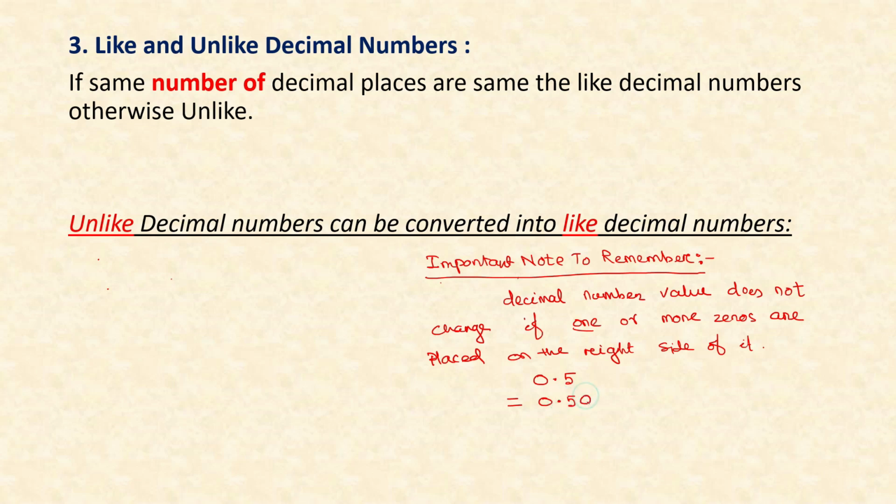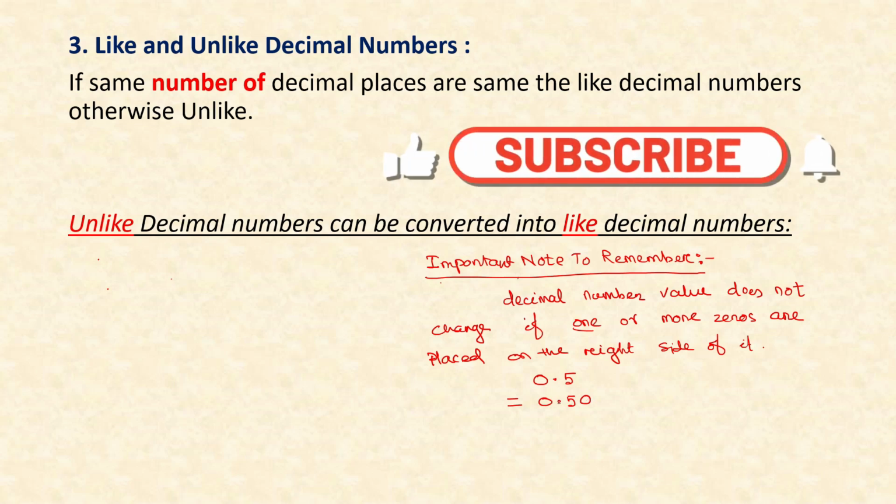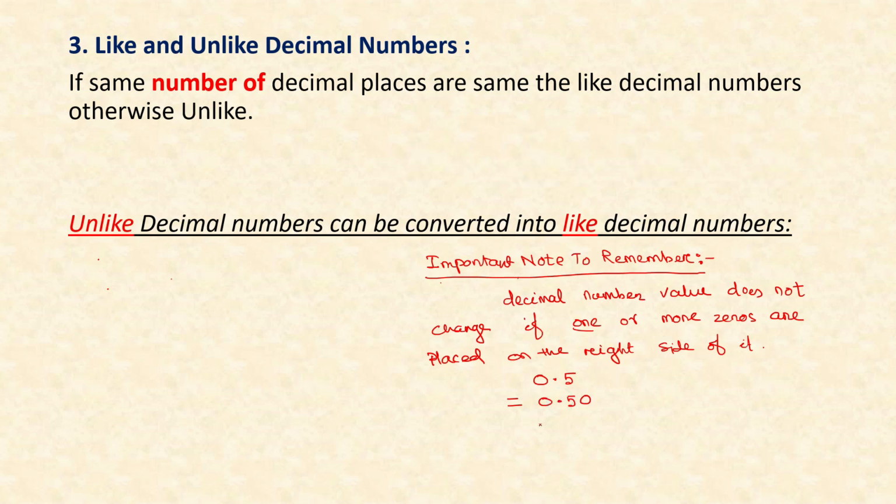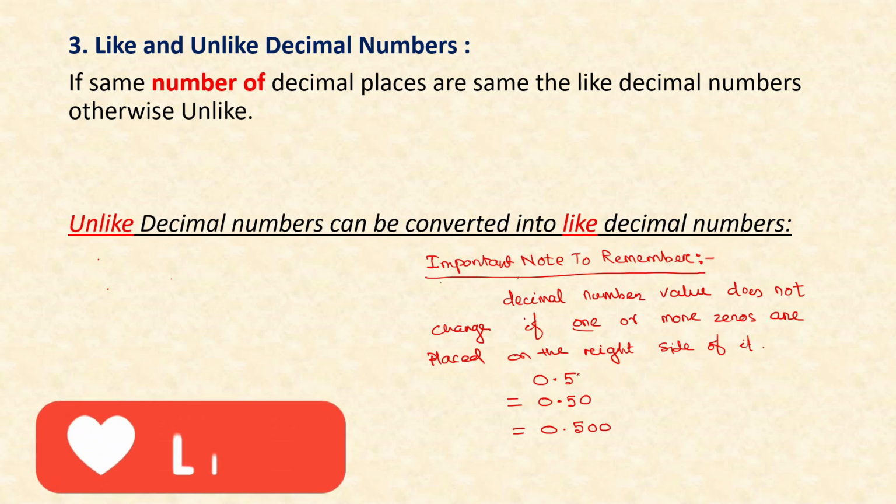I am putting one 0 on the right side of this number, but just remember that I am putting this 0 after the decimal point. So it means this value is the same. So likewise, if I write 0.500, it is the same value as 0.5.